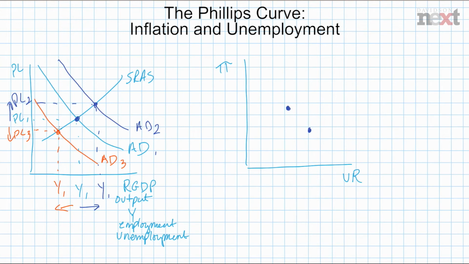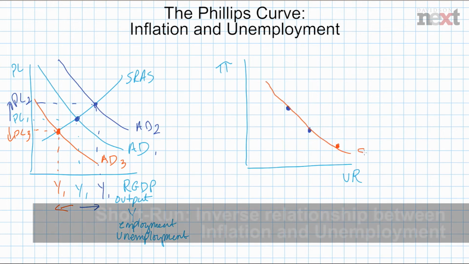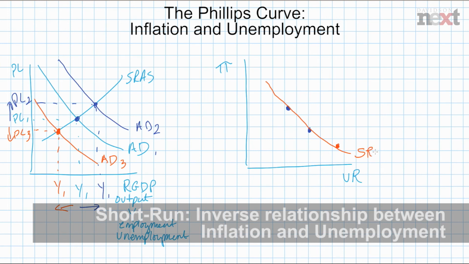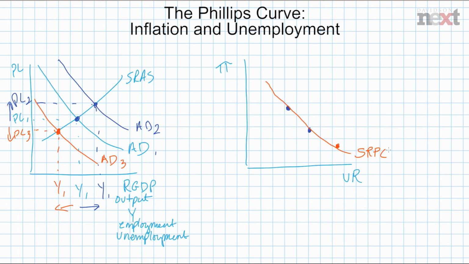So to reflect that new short-run equilibrium with aggregate supply and demand, we could move over to our Phillips curve analysis and show more unemployment and lower inflation, let's say at this point. Once we connect these dots, we now have created a short-run Phillips curve that shows inflation and unemployment that is inverse in the short run.